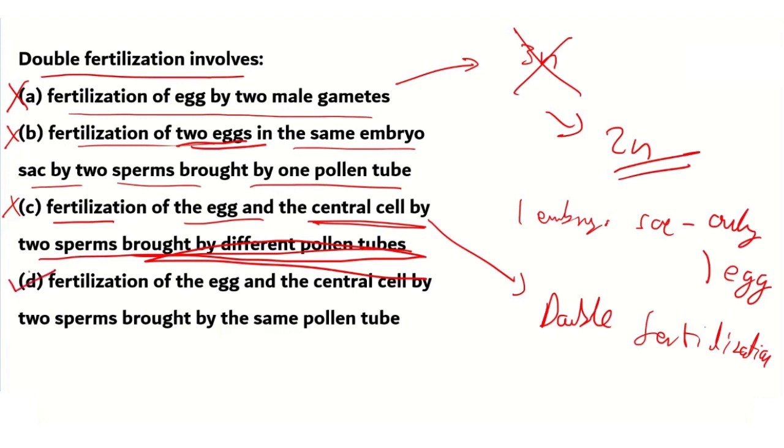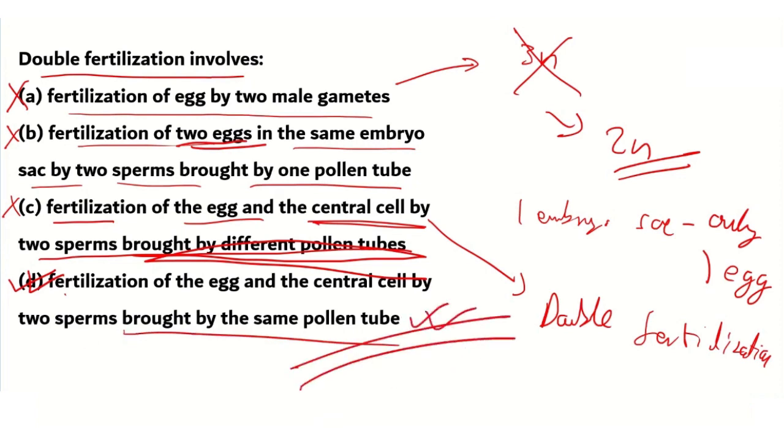And that is why option D, fertilization of the egg and the central cell by two sperms brought by the same pollen tube, is the correct answer. So option D is the correct option.